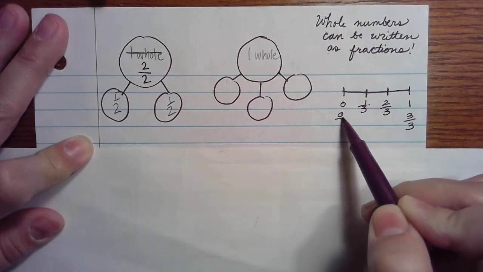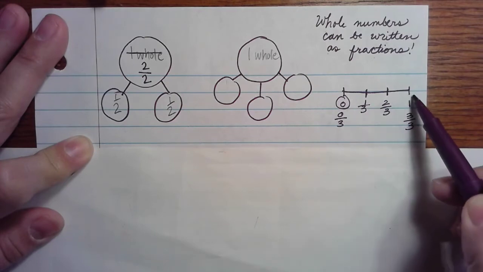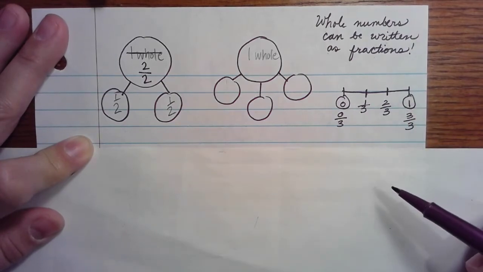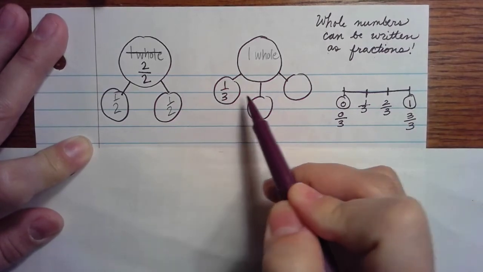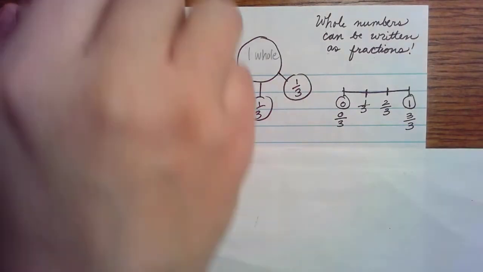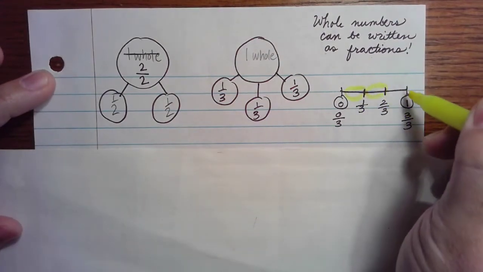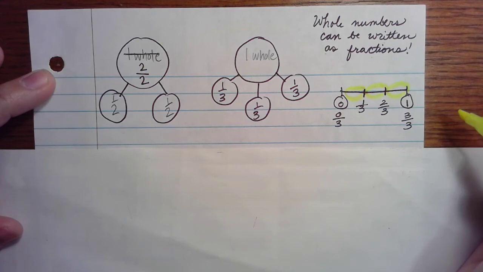I can even write 0/3 down here if you want to see it that way. Here's our whole split into 3 parts. So 1/3, another third, and another third. And on the number line, these just look like jumps. Here's a jump, there's a jump, and there's a jump. So 3 jumps in the whole.